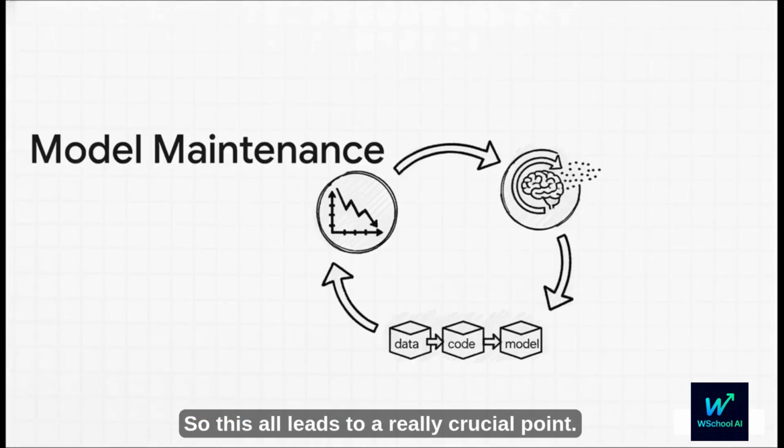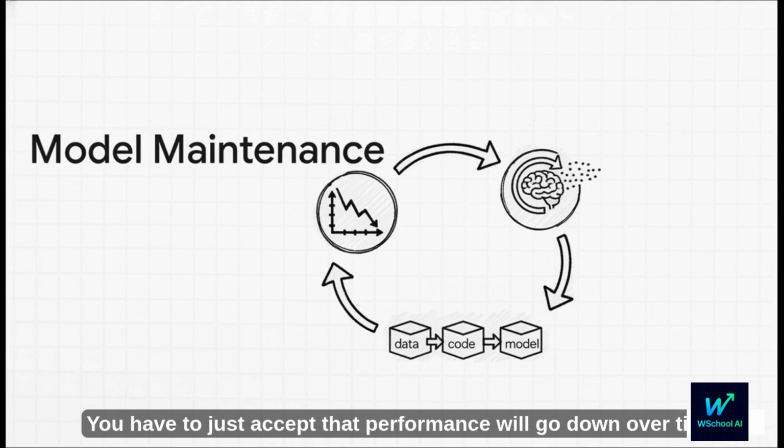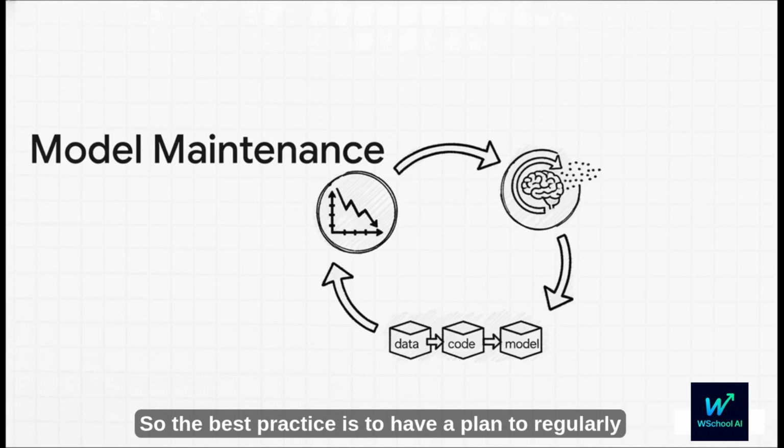So this all leads to a really crucial point. Maintenance is not a passive thing. It's an active, ongoing cycle. You have to just accept that performance will go down over time. So the best practice is to have a plan to regularly retrain your model from scratch using fresh data. And it is absolutely vital to keep everything, the data you used, the code, the model itself, all versioned and perfectly in sync so you always know exactly what's running out there in the wild.